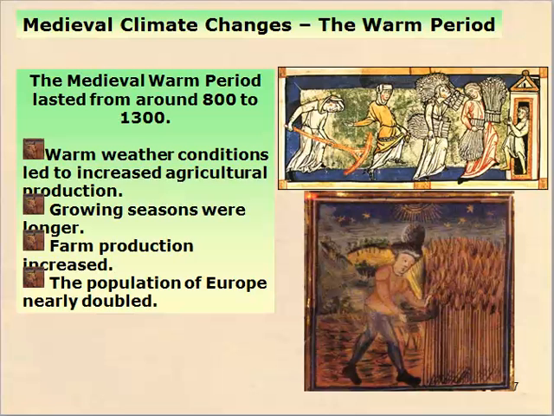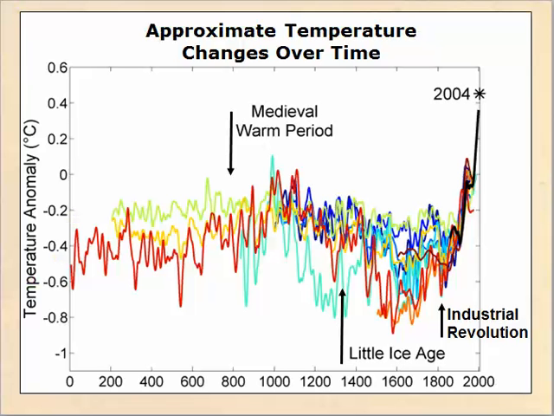Okay, so we have a medieval climate. It became a warmer period. What did that do? It made things easier. Agricultural production increased. Growing seasons were longer. Farm production increased. Population in Europe doubles because if there's more food, then more people can eat. There's less famine, and people get to prosper. So during medieval times, the climate became warmer and allowed for farming to occur.